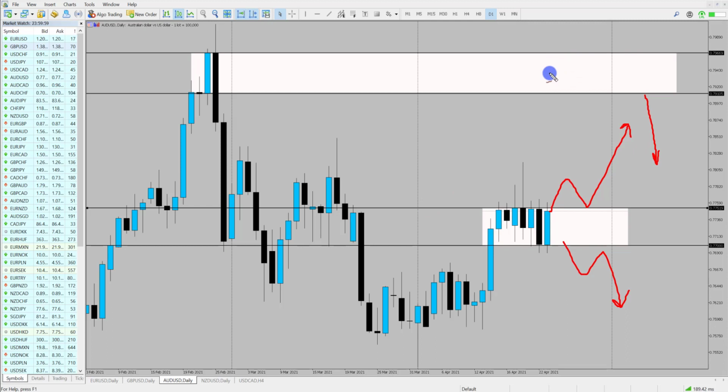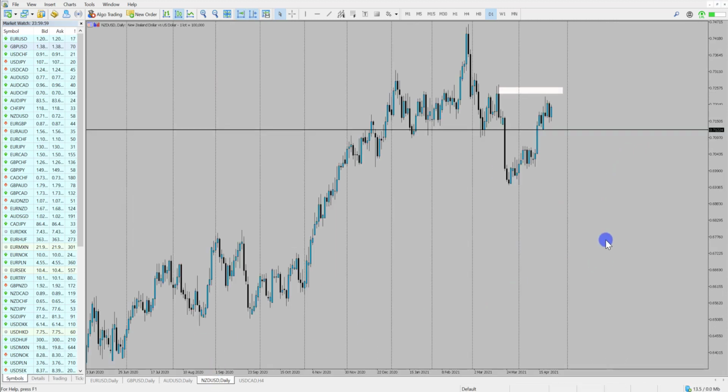So keep an eye on Aussie. This one's quite far away from this supply zone though, but I think this is what we could potentially see if price was to break the highs instead of breaking down to the lows. Moving on to Kiwi then.